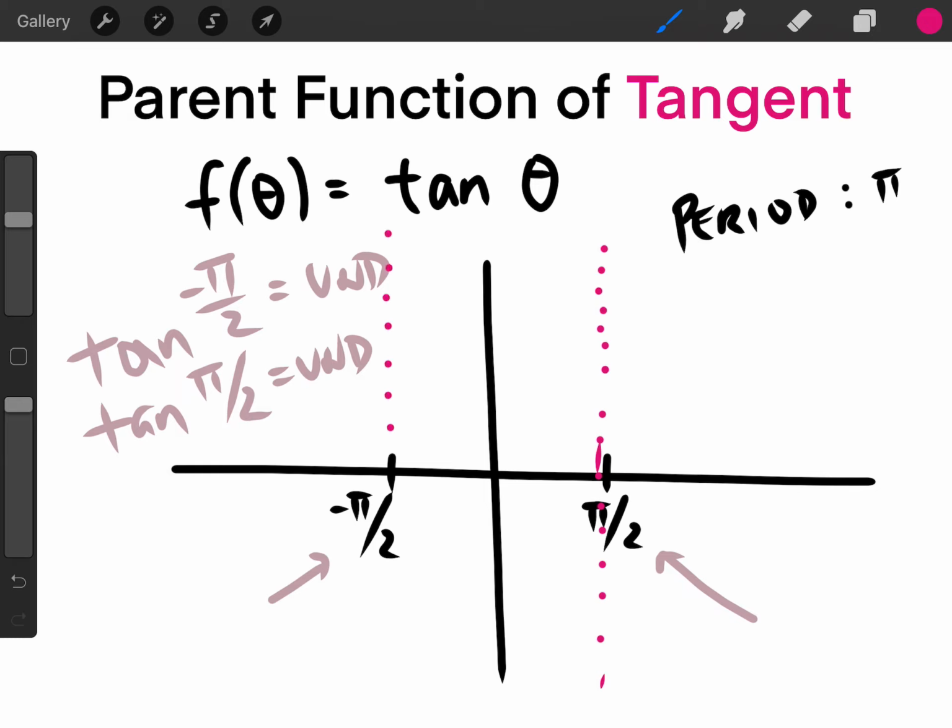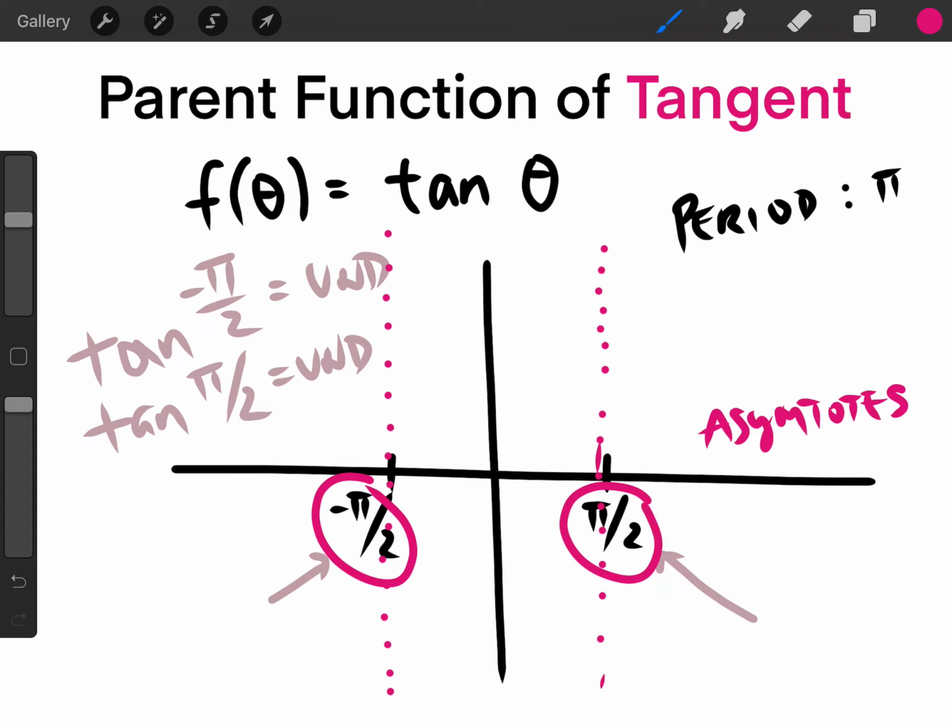A brief explanation on asymptotes: it's basically an invisible line that we usually use dotted lines to represent, showing that your graph cannot cross these lines. Because if your function is tangent of negative pi over 2 or tangent of pi over 2, it will be undefined. So you cannot cross those lines.